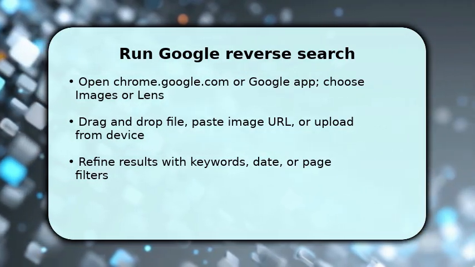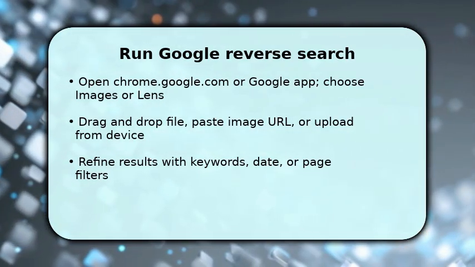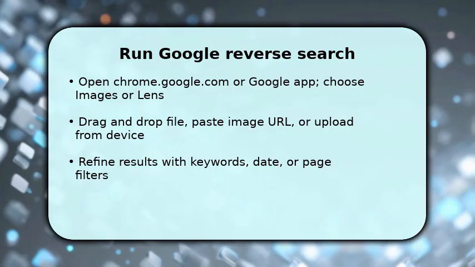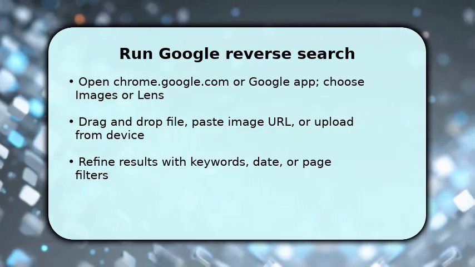Google analyzes shapes, colors, and text. Once results load, scan visually similar images and source pages. Use the search bar to add keywords or filter by time to narrow results.